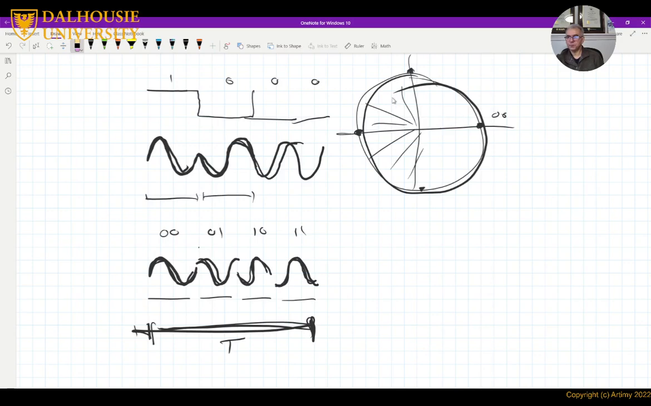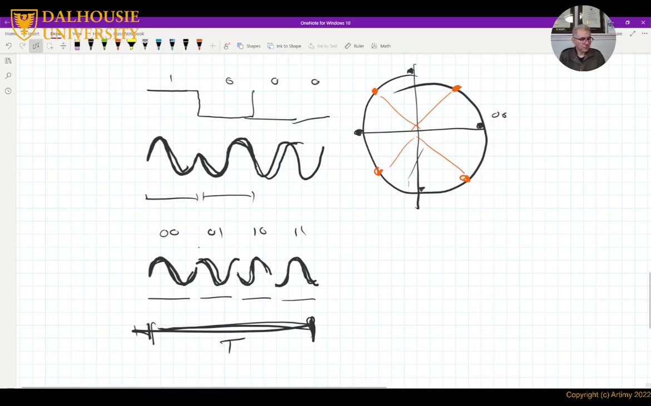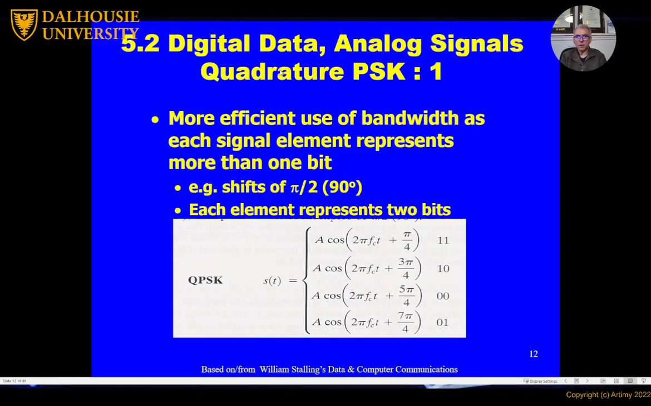Let me clean it up a little bit. Instead of using 0, 90, I used these angles, 3 angles instead of the original black angles here. I use these red angles or red phases, right? The amplitude is the same for each one. And we will call this the quadrature phase shift keying. Quadrature came from 4, right? And each one of these phase shifts represents a different bit sequence. 2 bits to be exact.